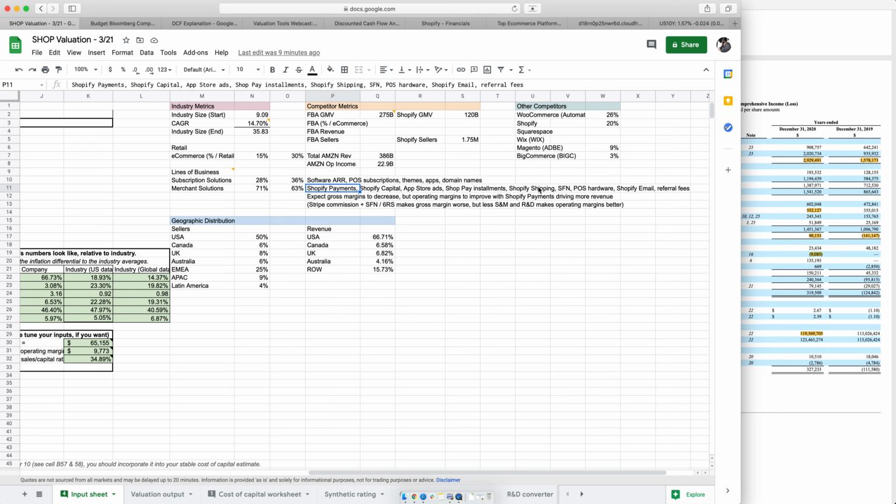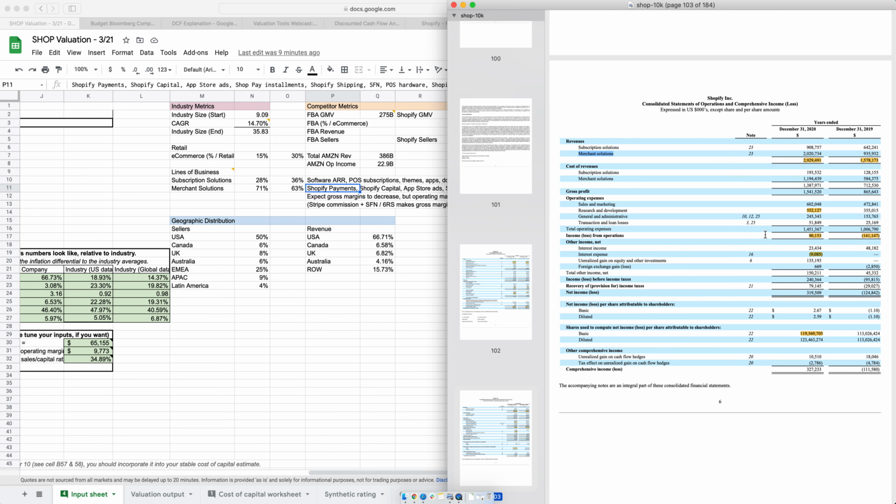Shopify Shipping. They have this special integration with these different shipping providers, so they have a layer that they make profit off of. They've got SFN, the Shopify Fulfillment Network. This is their third-party fulfillment network that they're using to help merchants actually fulfill their orders, etc., etc.